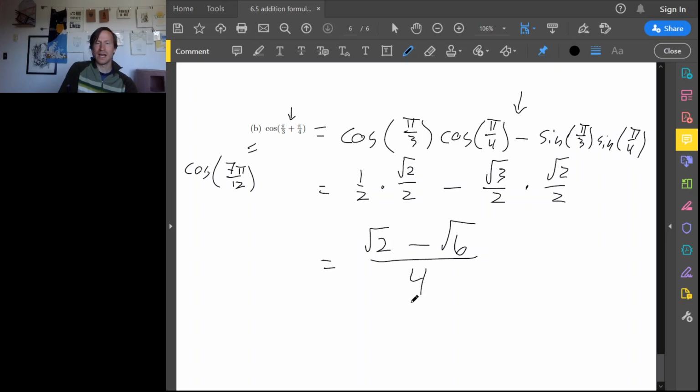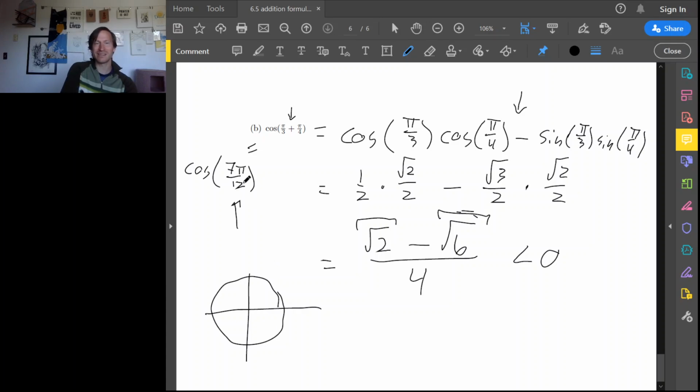All right. And just as a quick sanity check, it looks like this is going to be less than 0 because the part that we're subtracting, the square root 6, is bigger than the part we started with, the square root 2. And that's right, because if you look at this angle, 7 pi over 12, that's just a little bit bigger than 6 pi over 12, which is pi over 2. So this angle is just barely into the second quadrant, and in the second quadrant, cosine values are negative, so that makes sense.